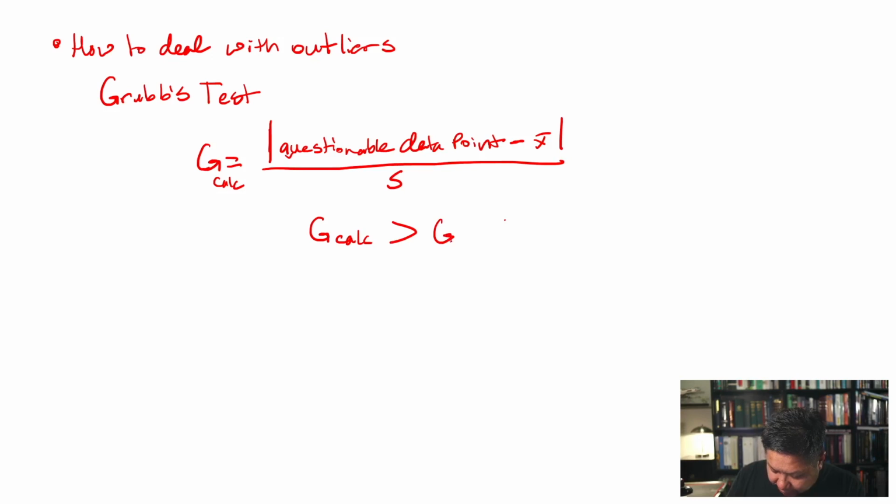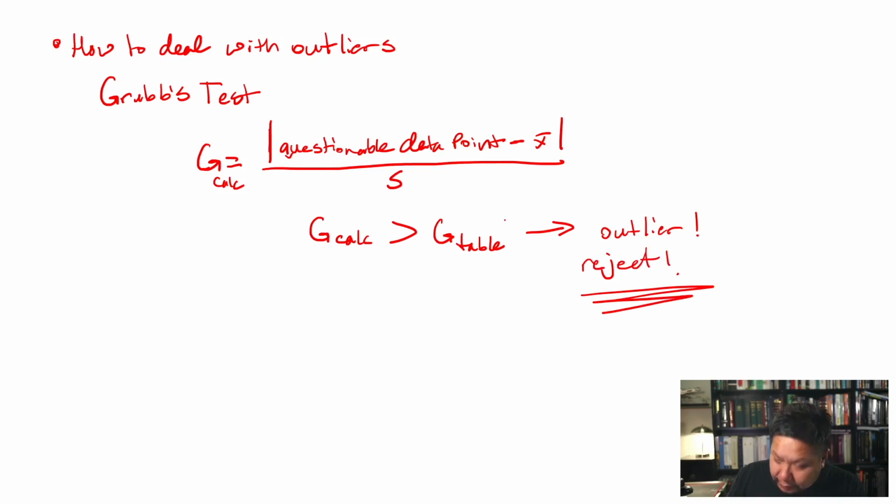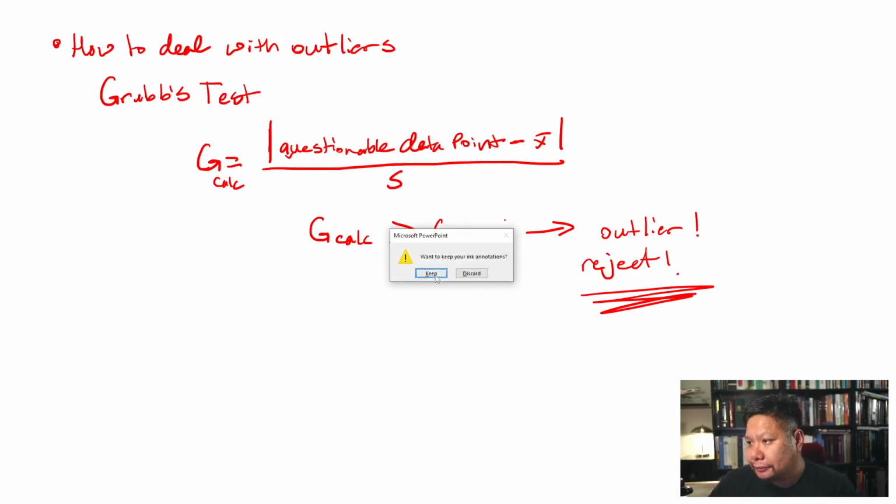Thus, if the G calculated, and this is G calculated, by the way, is greater than the G found in a list of critical G values in the G table, then the data point is indeed an outlier, and you need to reject it. You need to reject it, okay? So let's do one last thing in this video here and look at a table of G values.